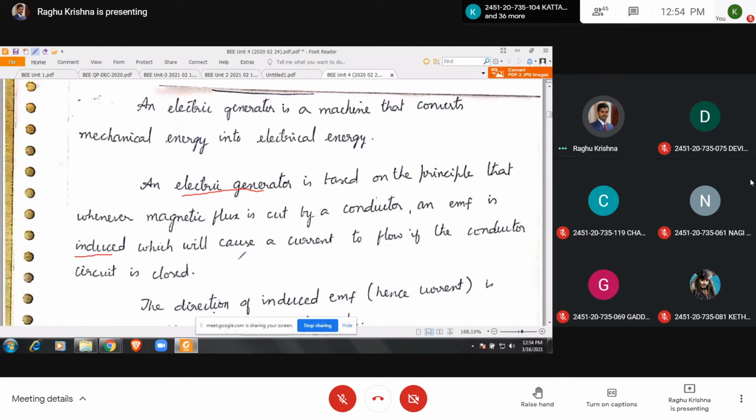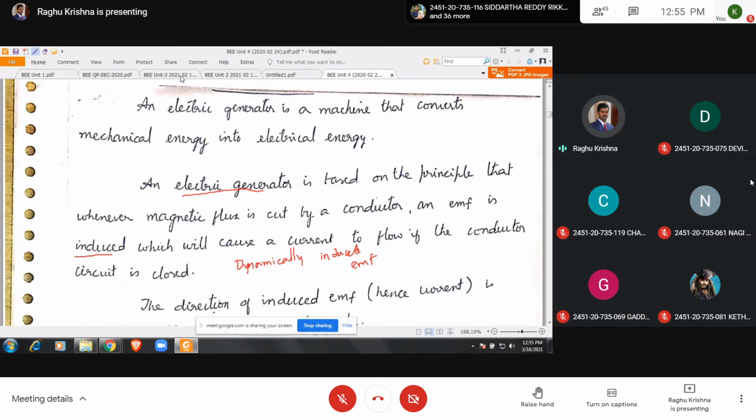So in a generator, the EMF induced is called dynamically induced EMF. Why? Here the conductor is cutting the flux. The conductor is moving. That's why it is called dynamically induced EMF.